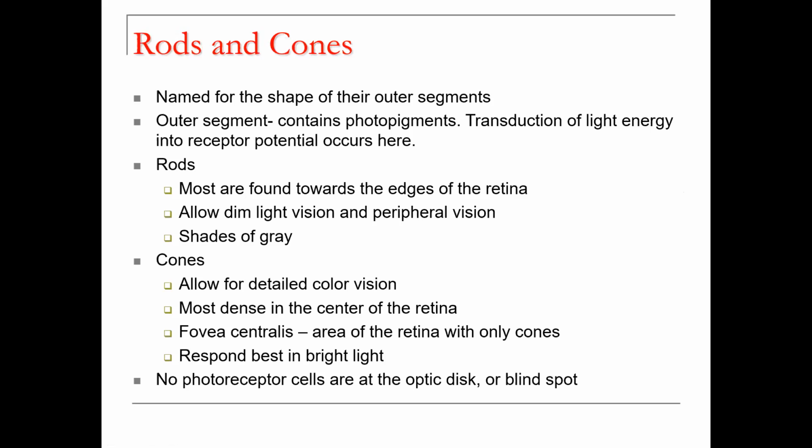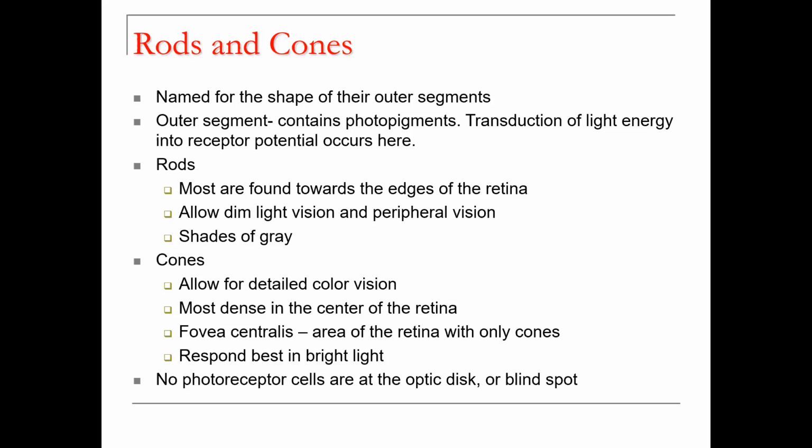Now the cones are color vision. They are located in the center of the retina. In fact, the fovea centralis, as I said, is the area where we only have cones. In bright light, we do very well for visual acuity at the fovea centralis. That is our area of visual acuity. There is one spot, though, in the retina where there are no photoreceptors, no rods and no cones. We have an area called the optic disc or blind spot. That's where the optic nerve is leaving the retina. There are no photoreceptors at the blind spot.